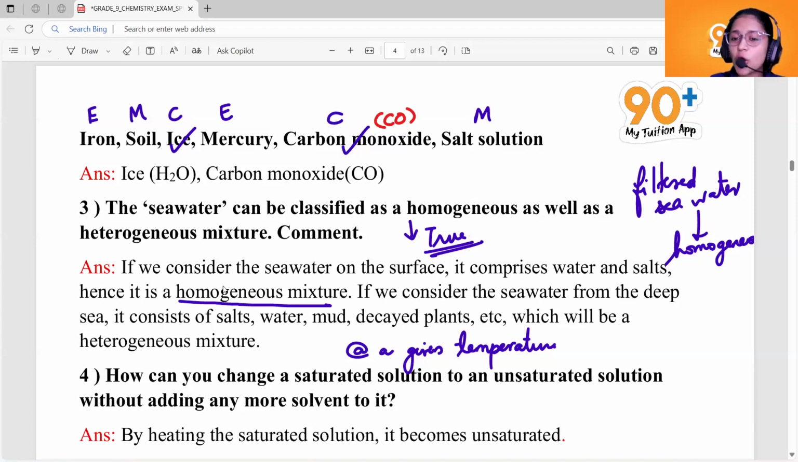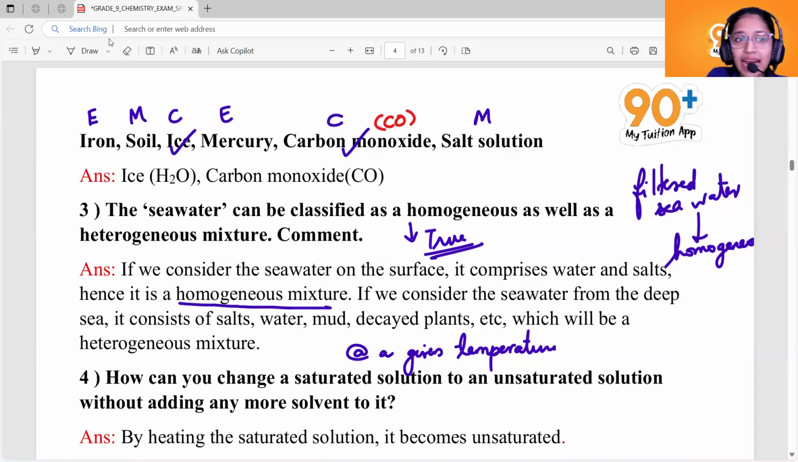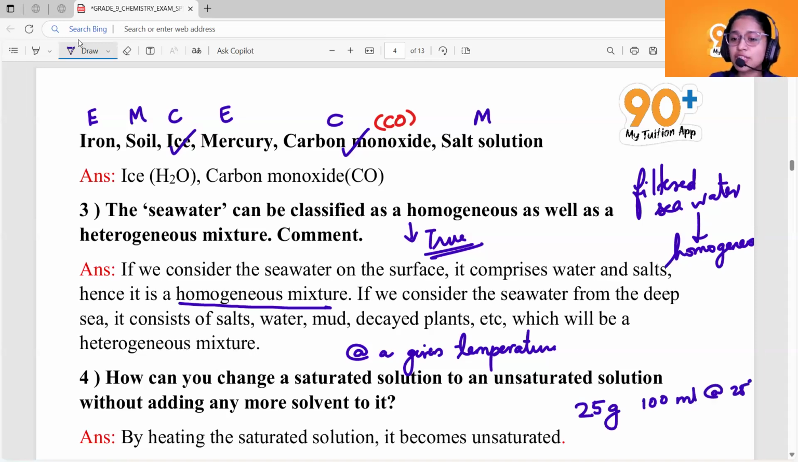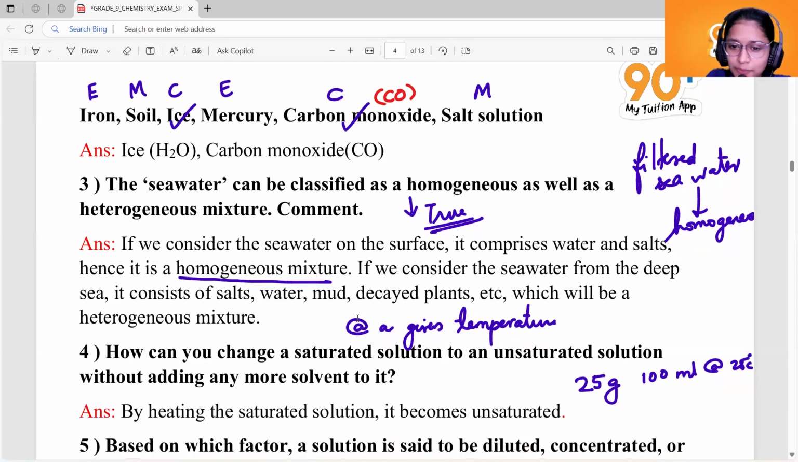So imagine you have dissolved, say, 25 grams of salt. Let's say you have dissolved 25 grams of salt in 100 ml of water at 25 degrees Celsius, and this has become a saturated solution. Now to make this solution unsaturated, what should you do? You should just heat it, keep it on the stove, heat it. Then the temperature keeps increasing, right? And then you will be able to dissolve more salt, meaning it has become an unsaturated solution. So the answer is, by heating the saturated solution, it becomes unsaturated. Is it clear?